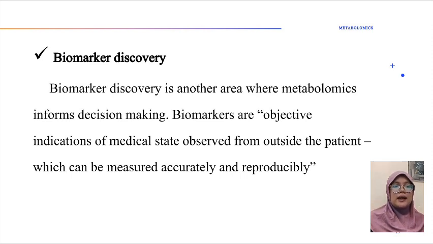Samples of urine, saliva, bile, or seminal fluid contain highly informative metabolites that can be readily analyzed through metabolomics fingerprinting and profiling for the purpose of biomarker discovery.